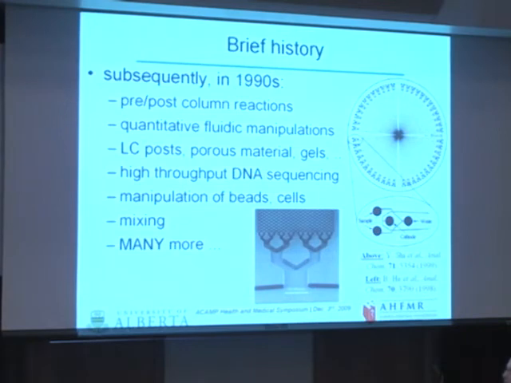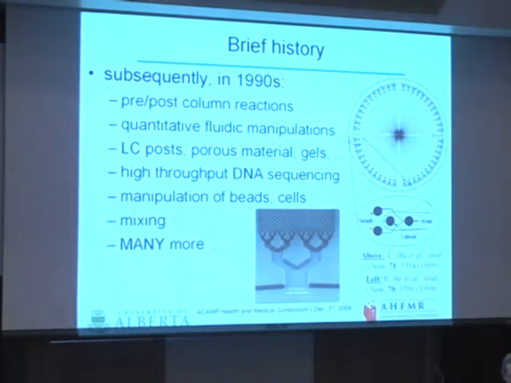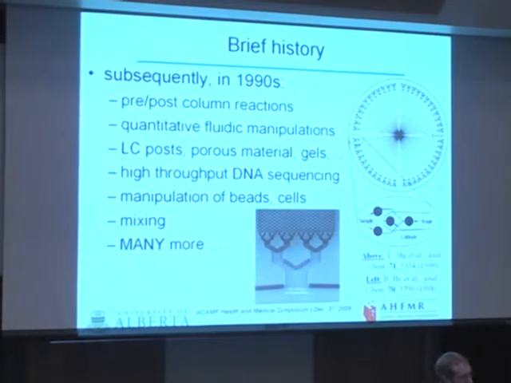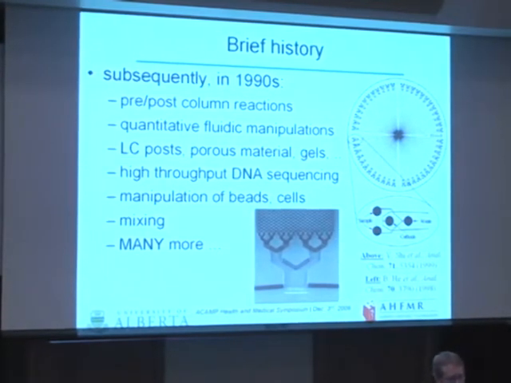As we move on into the 90s, we have research expanding in all sorts of directions, really. So I've listed a few here: pre and post column reactions, fluidic manipulations to be quantitative and measured, serial and parallel sample manipulations, different kinds of materials developed to provide the stationary phase, a place to rest for liquid chromatography, LC, porous materials for high surface area, DNA sequencing.